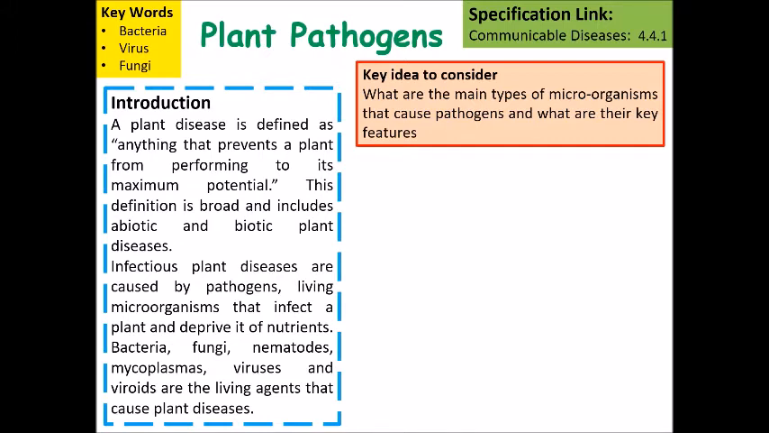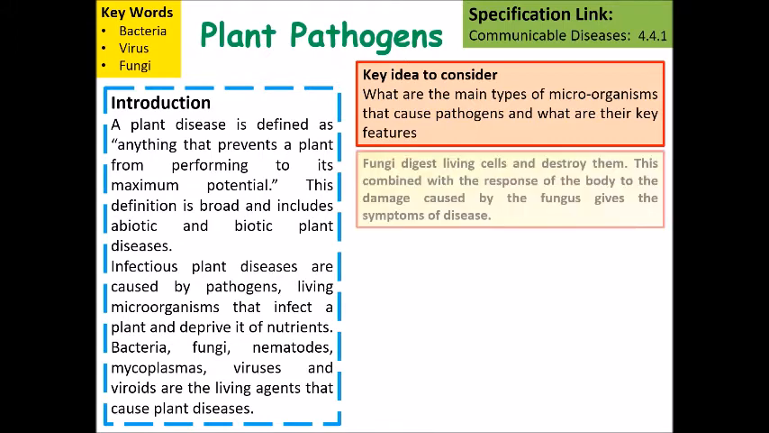Infectious plant diseases are caused by pathogens. Right? These are living microorganisms that infect the plant and deprive it of nutrients. So, remember, three types of pathogens. First one, fungi. So fungi digest living cells and destroy them. So this combined with the response by the plant will go and cause the symptoms of the disease.